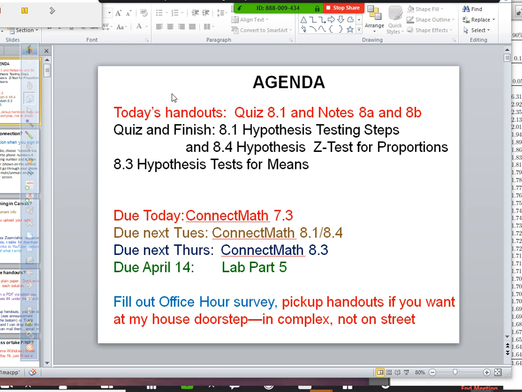Okay, so this is what we're doing today. We are going to go through the quiz. We're going to finish up notes 8A, and then we're going to get about halfway through 8B.